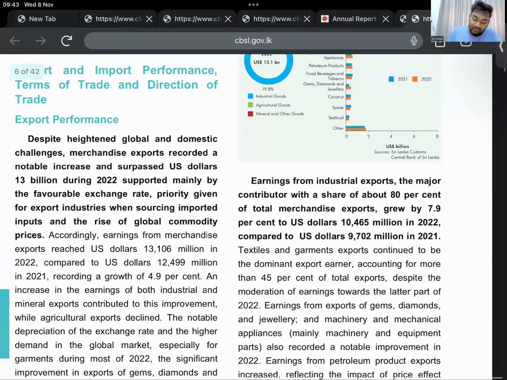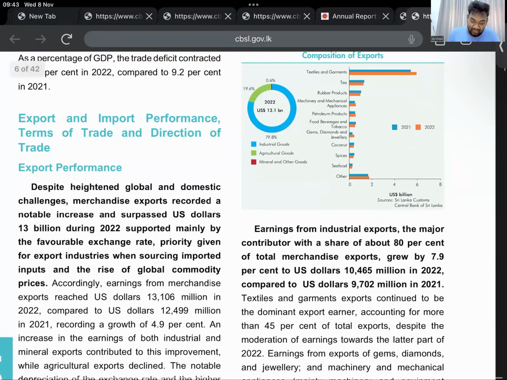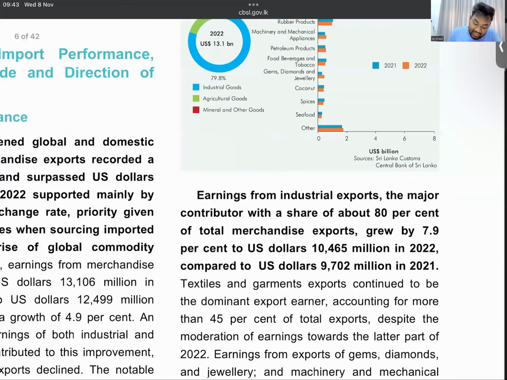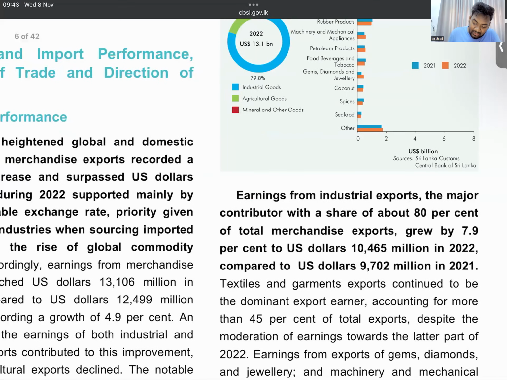Okay, so we'll just read this paragraph. You can find them. Industrial, number 1 is textile and garments. Earnings from industrial exports, the major contributor. Textile and garments continue to be the dominant one. Right? So this is number 1. This is the biggest industrial export.